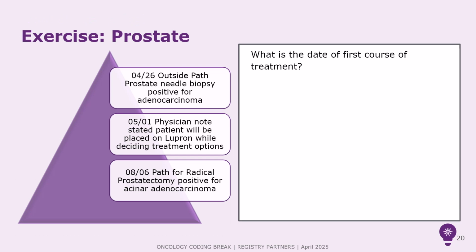Next, here's an exercise for prostate. On 4/26, an outside path for prostate needle biopsy showed positive for adenocarcinoma, and on 5/1, a physician note stated the patient will be placed on Lupron while deciding treatment options. On 8/6, the path for radical prostatectomy showed positive for acinar adenocarcinoma. So what is the date of first course of treatment? This is going to be 5/1, hormone therapy.